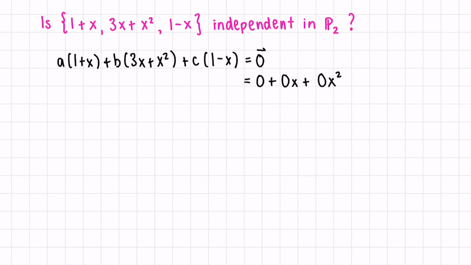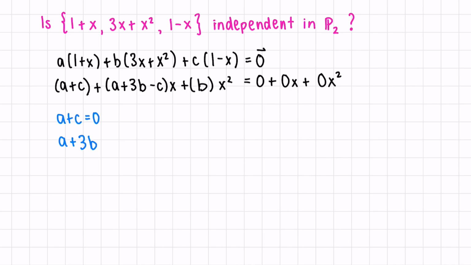And let's group together the constants, the x's, and the x squareds on the opposite side. So we end up getting (a plus c) plus (a plus 3b minus c)x plus how many x squareds? b x squared. Now we can say a plus c equals 0, a plus 3b minus c equals 0, and b equals 0. And now let's solve for a, b, and c.